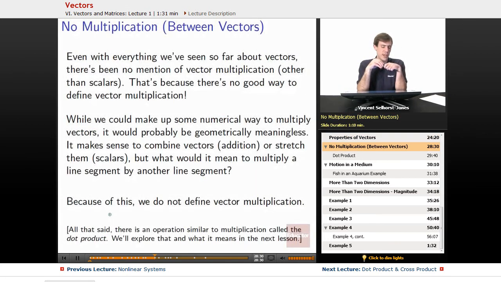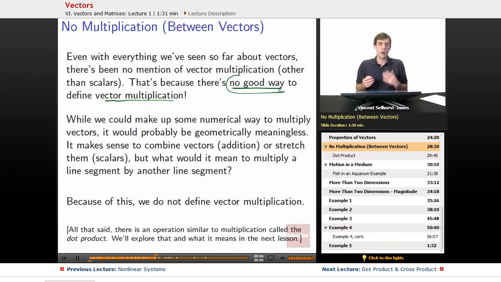All right. There's no multiplication between vectors. Even with everything we've seen so far about vectors, there's been no mention of vector multiplication, other than scalars multiplying vectors. That's because there's no good way to define vector multiplication. There's just no way to really do it that's going to make sense. We could make up some numerical way to multiply vectors, so some vector times some vector makes some other vector, but it would probably be geometrically meaningless. We can't really come up with a good way that's going to have some deep geometric meaning.